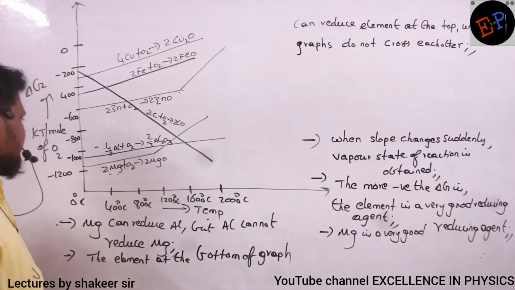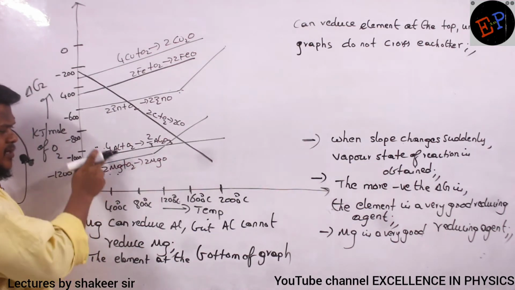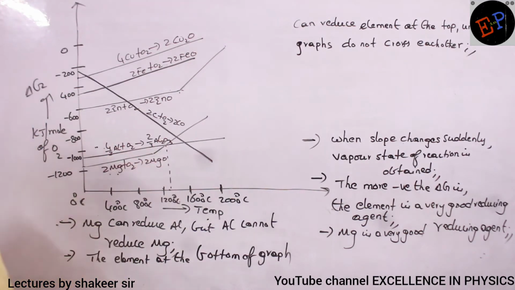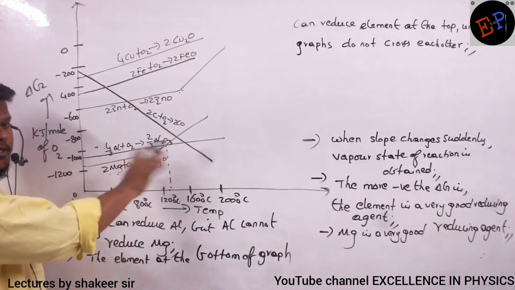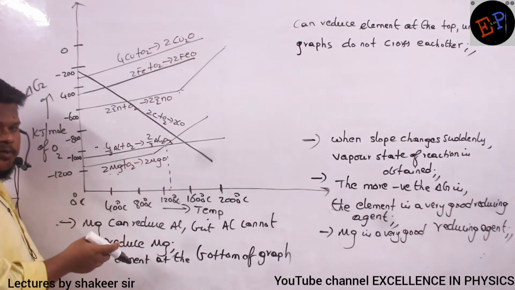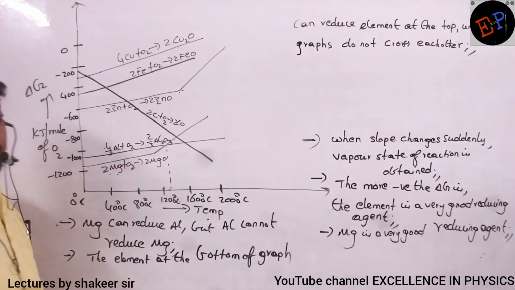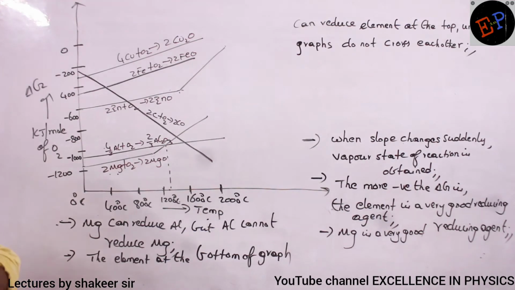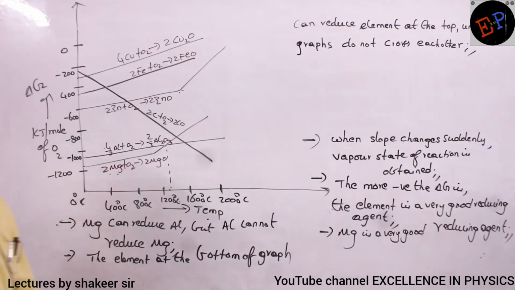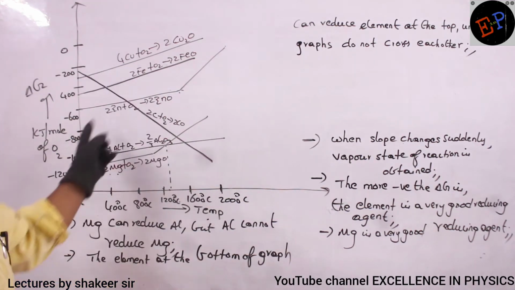See, for example, here, if I take the same example of magnesium and aluminium, magnesium can reduce aluminium only up to this particular temperature. Are you able to understand? Beyond that, it cannot reduce. What is the reason? Because here the graphs are crossing each other. So magnesium will behave like a reducing agent for aluminium only until the graphs cross each other. Only before this temperature does it act as a reducing agent. Clear? So this much information I can get from this Ellingham diagram.